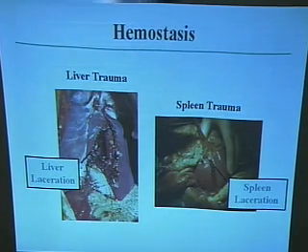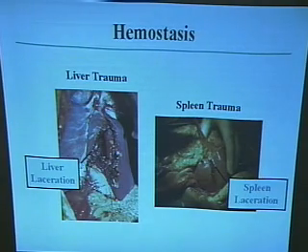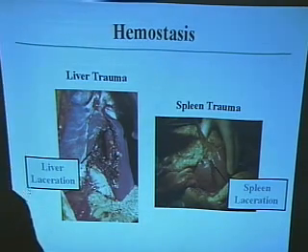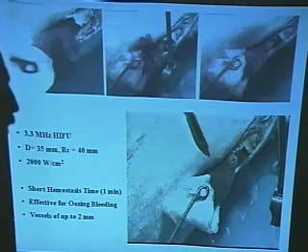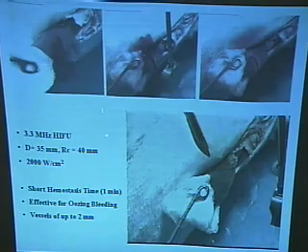Nowadays we're realizing that in fact the spleen does have an important function in the immune system, especially for children. So it's important to salvage the spleen, and a conservative approach is actually used nowadays. First let's take a look at the liver application.